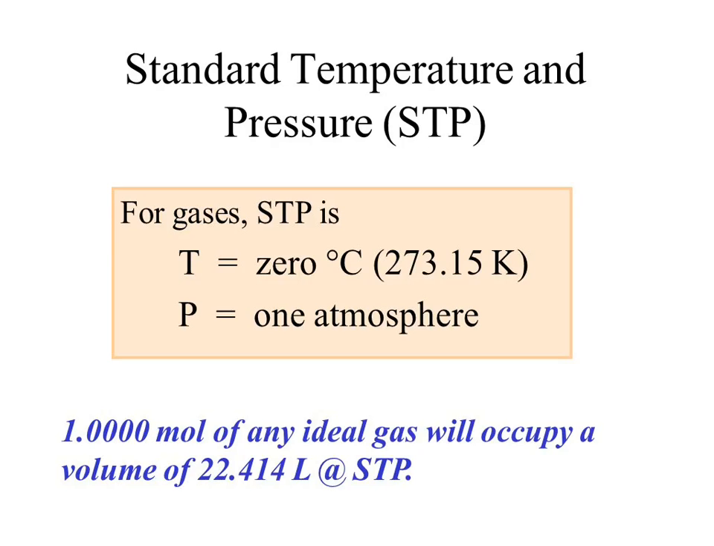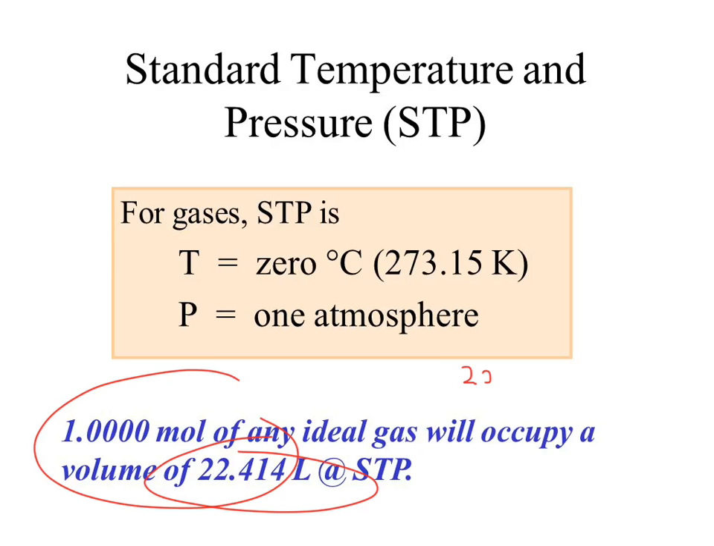And I'm going to circle that because on Friday, when we come back and work a stoichiometry problem, we're going to make use of this relationship. Basically, regardless of the identity of the gas, and as long as it's at what, for gases, is standard temperature and pressure, you can count on 22.414 liters being the volume that 1 mole will occupy. All right.